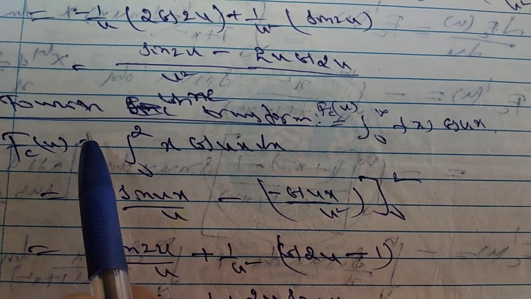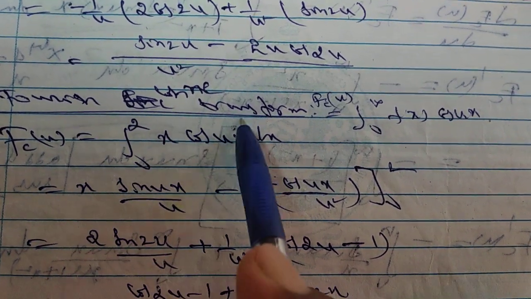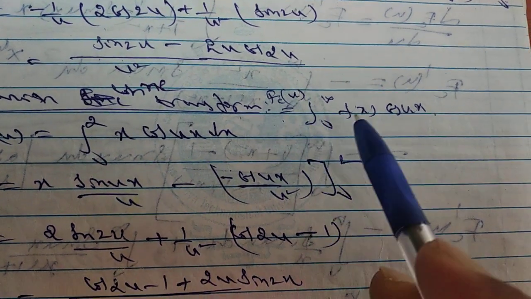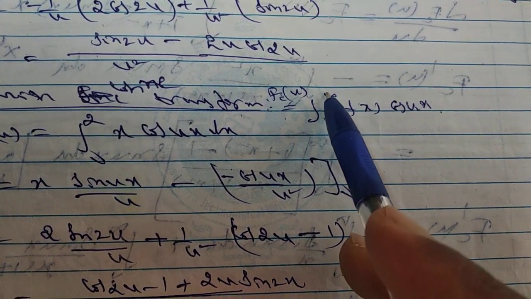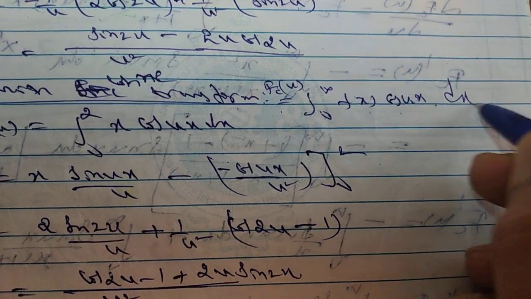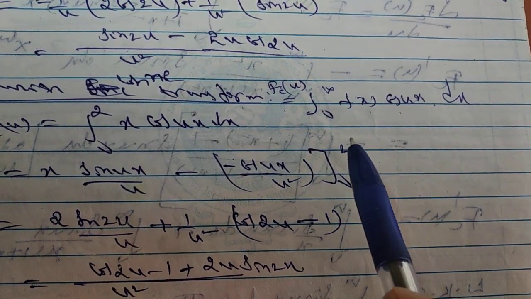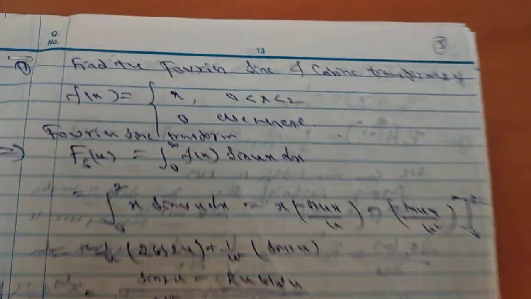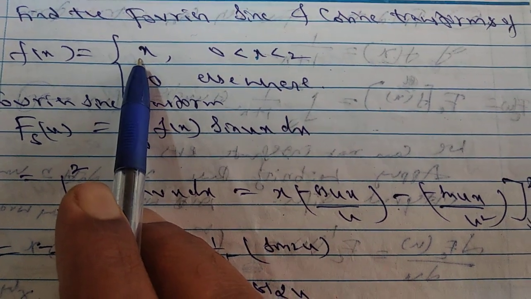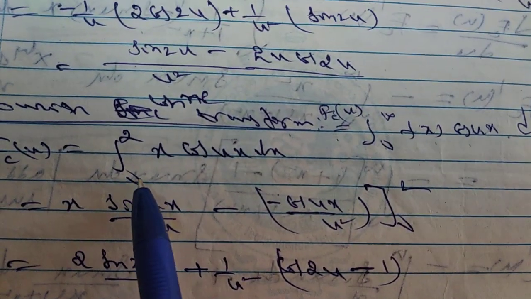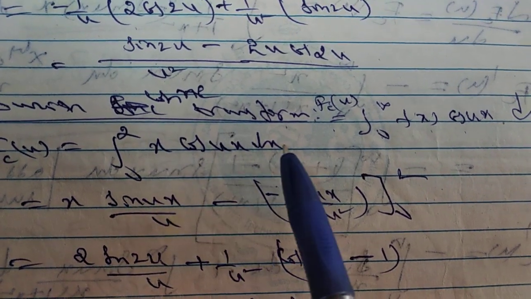Similarly, you have to find the solution for the Fourier cosine transform. What is the formula? F_c(u) is equal to the integral from 0 to infinity of f(x) cos(ux) dx. Now write what f(x) is. In the given problem, f(x) is equal to x in the interval 0 to 2. Therefore, the integral from 0 to 2 of x cos(ux) dx.